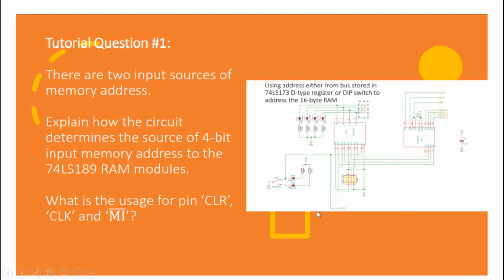What is the usage of pin clear, clock, and pin MI? So the first one is the clear pin. The clear pin is constantly connected to low for this circuit. It is to prevent the circuit from constantly being cleared. For the clock pin, it is connected to the clock, and it is connected to low to allow the clock cycle to read the memory. And the MI pin is basically the data enable. This will control whether the input from the bus is being clocked in on the clock pulse.